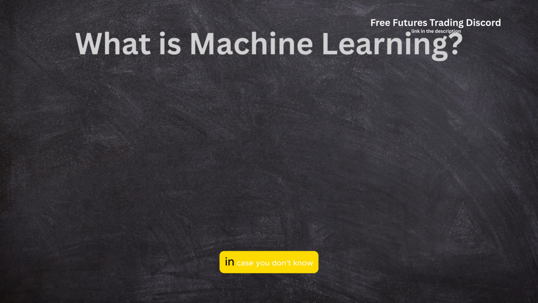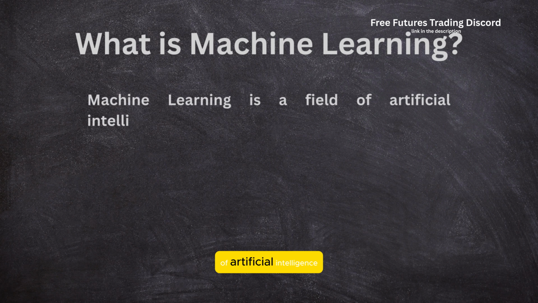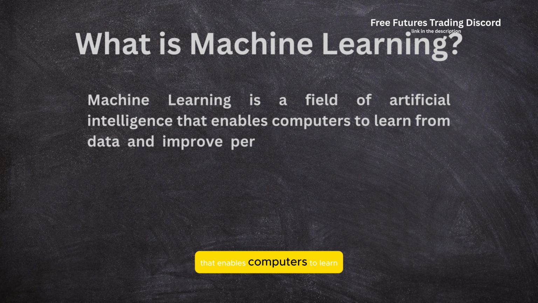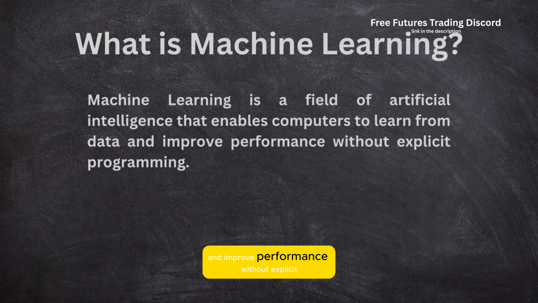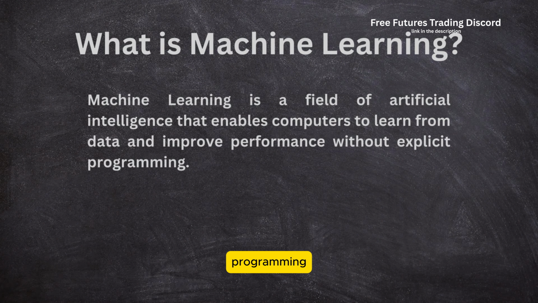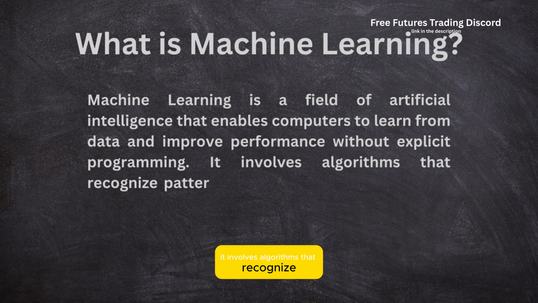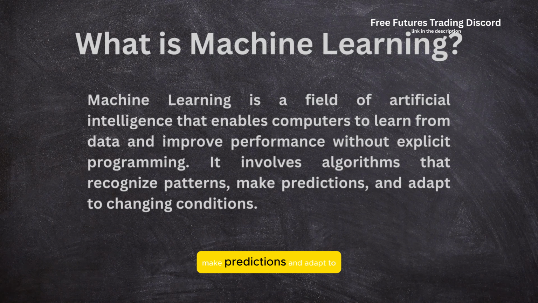In case you don't know, machine learning is a field of artificial intelligence that enables computers to learn from data and improve performance without explicit programming. It involves algorithms that recognize patterns, make predictions, and adapt to changing conditions.